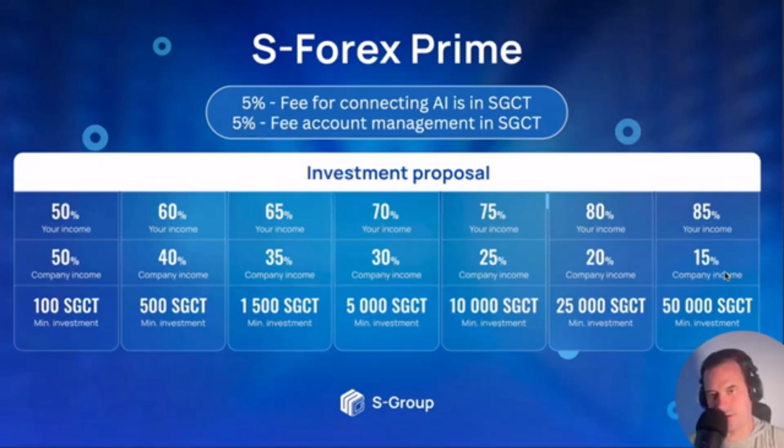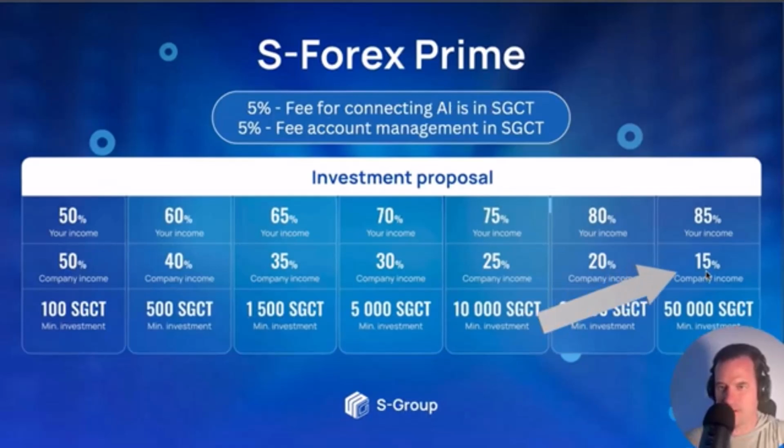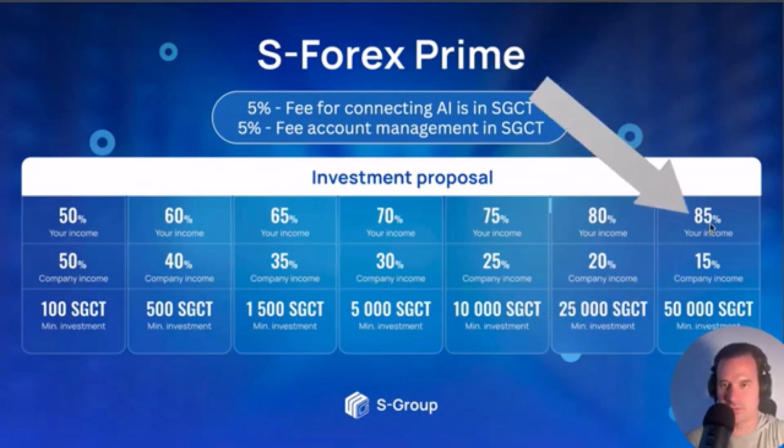And then we'll just slide over here to the last one, because this is everyone's goal, right? To get to a $50K investment. The company's making 15% of the profits on that $50,000 investment, and you're making 85% of the profits on that $50,000 investment.